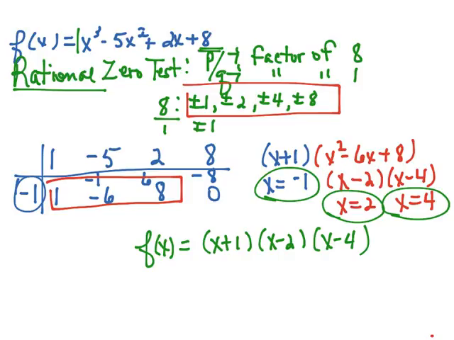We can also note that the degree of my polynomial was 3, and we did indeed end up with 3 zeros. So that is how we can use the rational zero test to find all of the zeros of a polynomial, provided that they are rational.